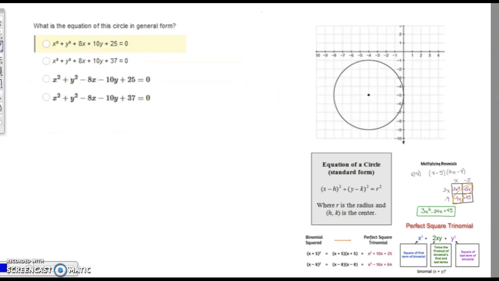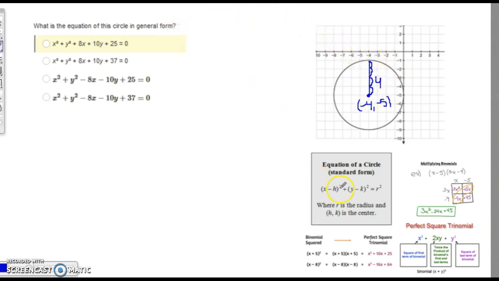Let's keep going. All right, here's the last one. What is the equation of the circle in general form? So they give us the circle, and we have to start off by writing the equation. To write an equation, we need to know the center, which is located at -4, -5. And we also need to know the radius. So we're just going to start from the center and count, following the grid, 1, 2, 3, 4. The radius is 4 units.